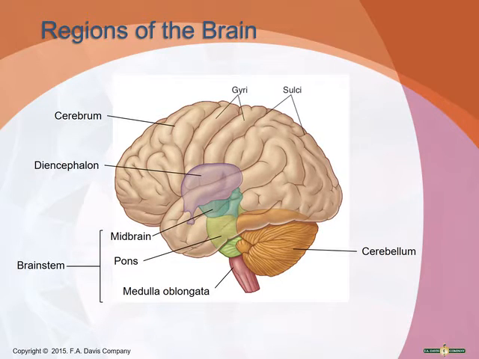There is a deep groove called the longitudinal fissure that divides the cerebrum into right and left cerebral hemispheres. And there's a thick bundle of nerves called the corpus callosum that runs along the bottom of the fissure, and that serves to connect the two sides, kind of like east meets west.